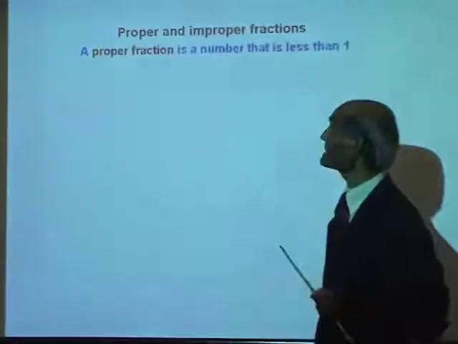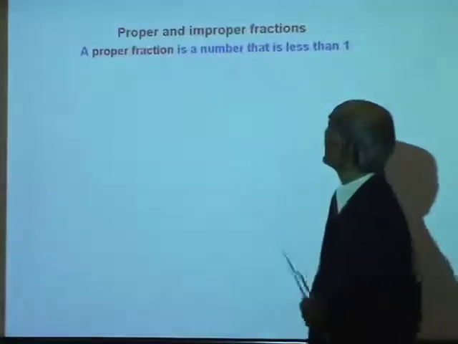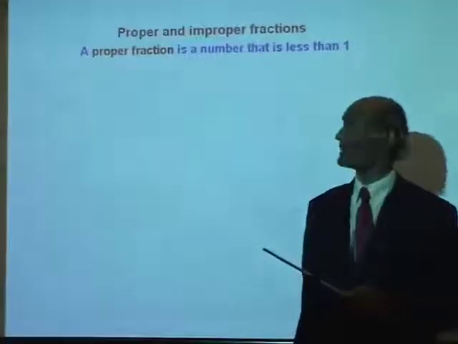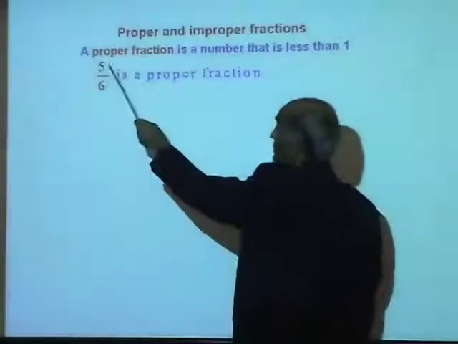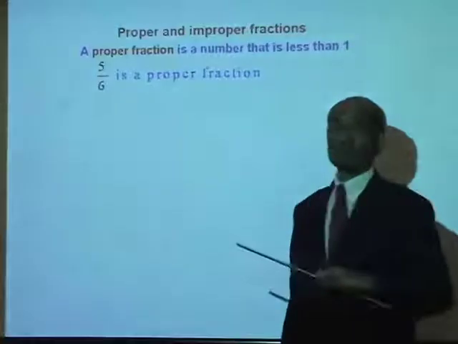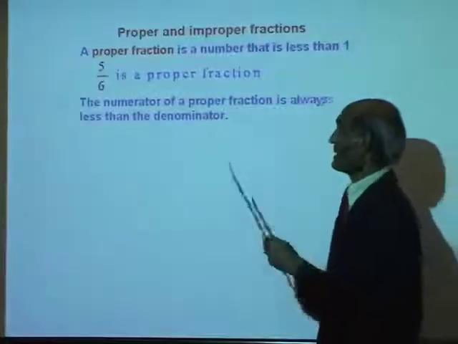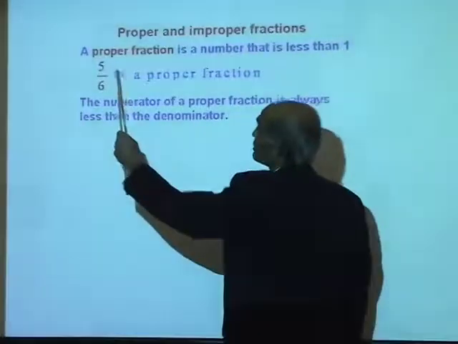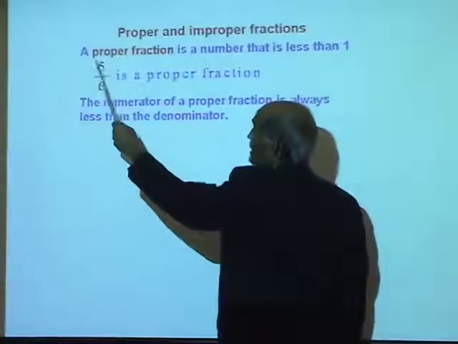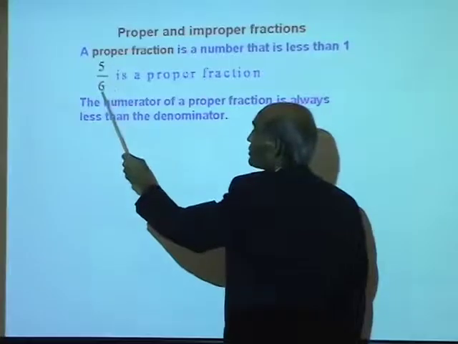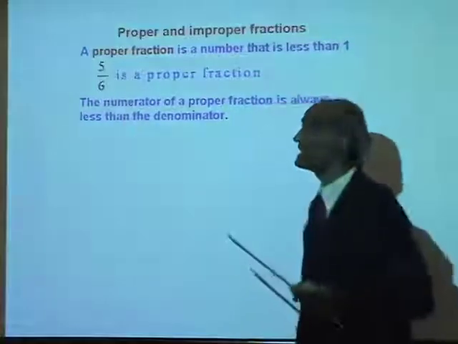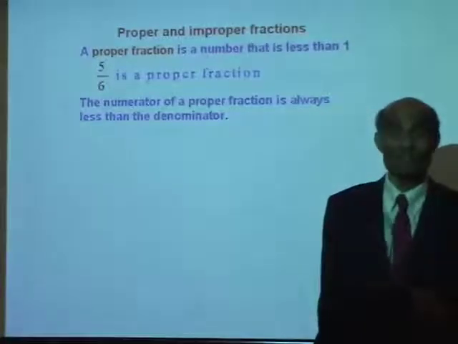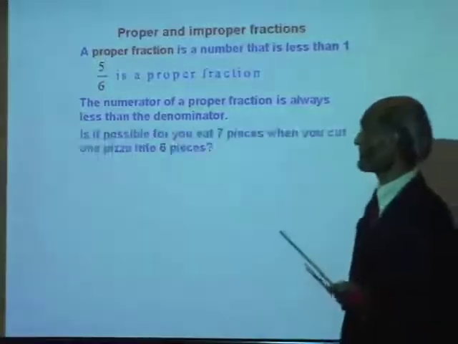Is that right? A proper fraction is a number that is less than 1. Well, 5 over 6 is a proper fraction. Now, what is the characteristic of a proper fraction? You look at the numerator. The numerator of a proper fraction is always less than its denominator. That is the most important characteristic of a proper fraction.